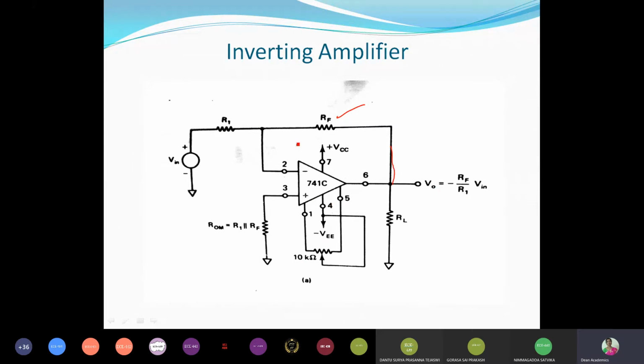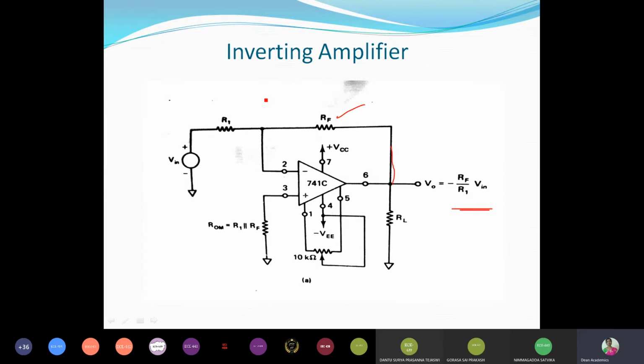The current entering equals the current leaving, all that we can write. Otherwise, this branch current is equal to this branch current. From that we can write what this V0 is. We will come to this expression. So this is about the circuit diagram.